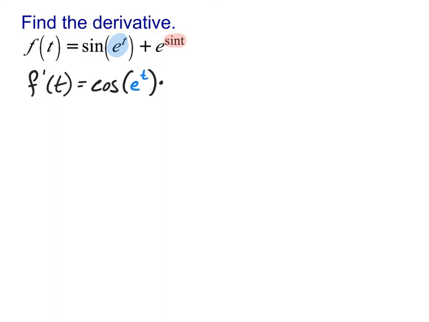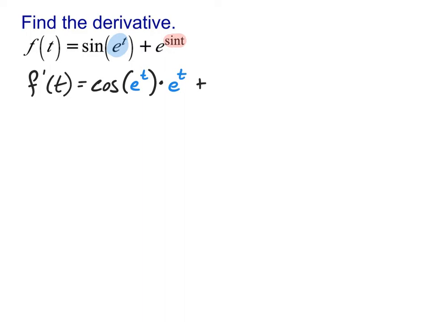Well, it's just itself, so it's e to the t. That term is now done. That's that derivative, again using chain rule there: derivative of the outer times derivative of the inner. All right, now then, on to our next part.